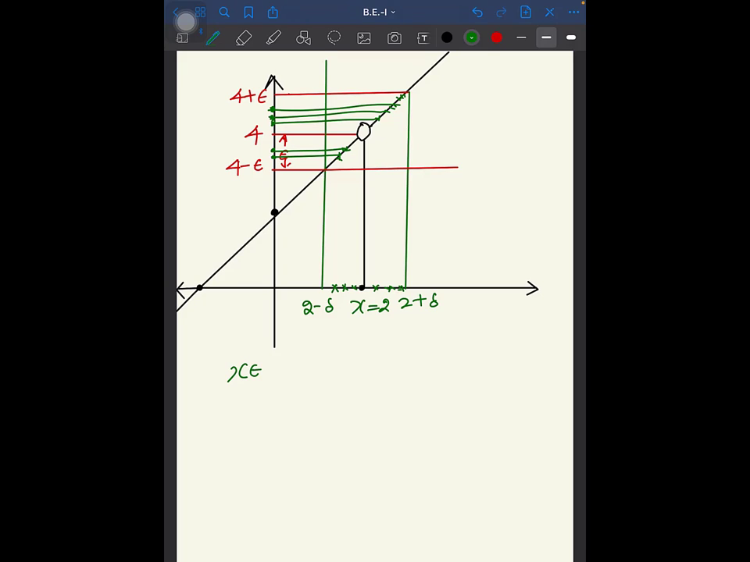So whenever your x belongs to 2 minus delta to 2 plus delta except 2, all your f of x belongs to 4 minus epsilon to 4 plus epsilon. So that's why this function is nice to us, and we are getting the L to be 4. Now we shall discuss the case when the limit does not exist. So we'll understand this case graphically and definitely with the help of the epsilon delta definition.